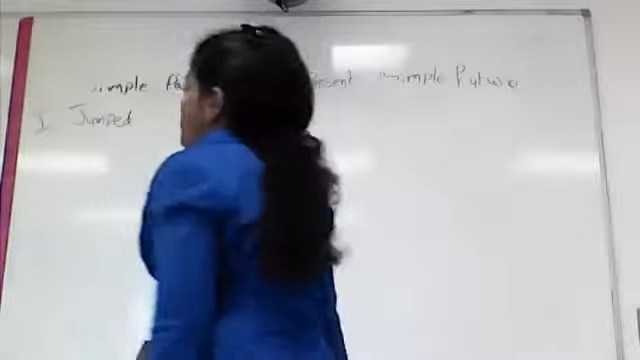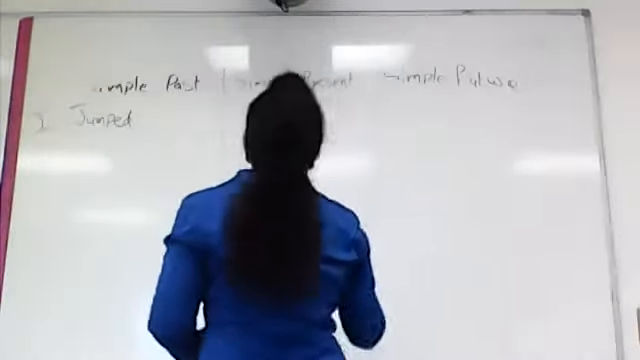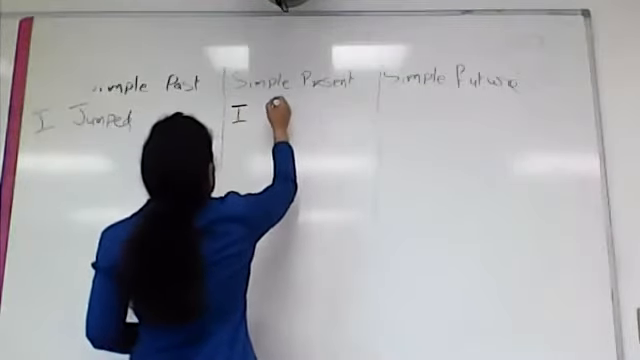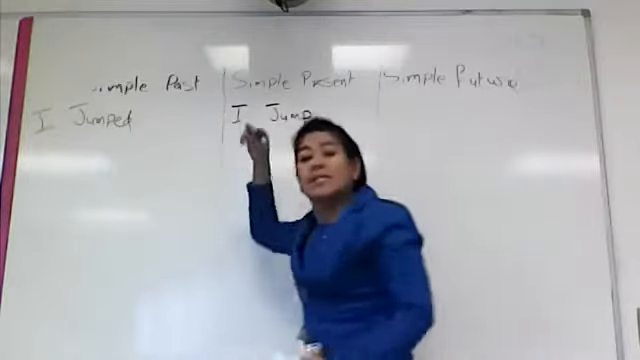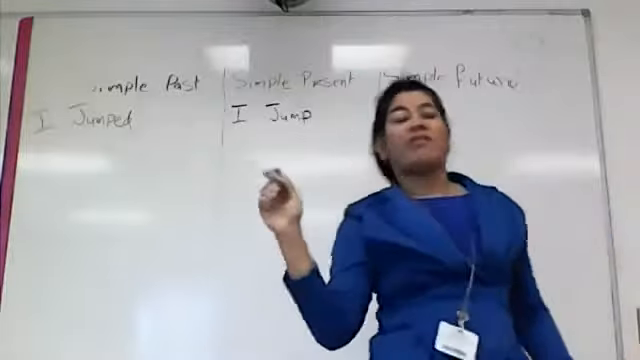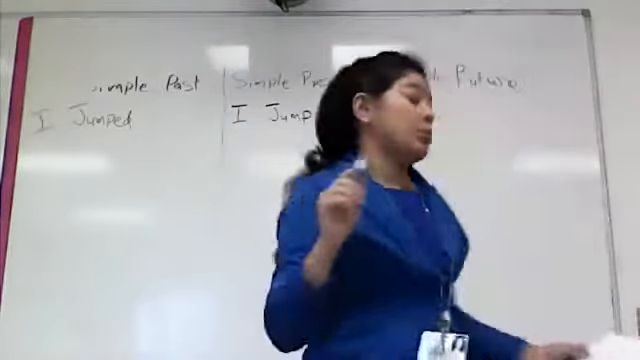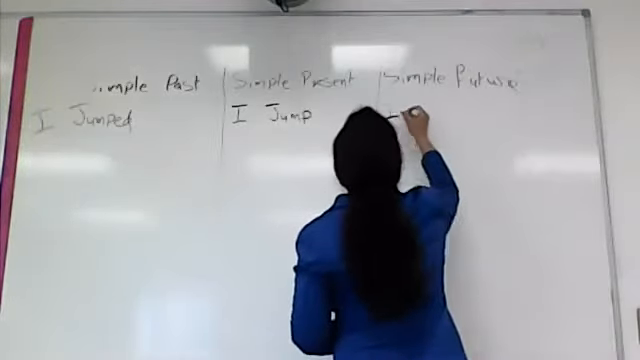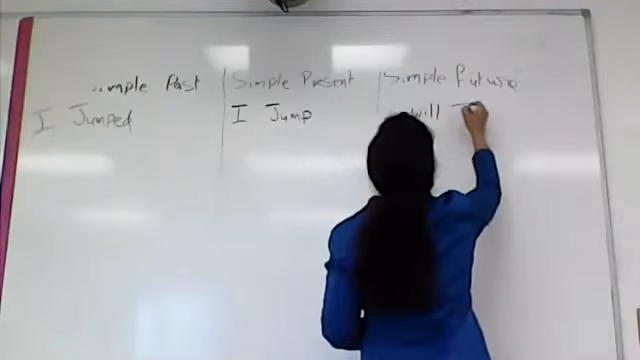Okay, John, I know. I jump is simple present tense. Okay, John, what is the next? Okay, it's simple and easy. Simple future is I will jump.